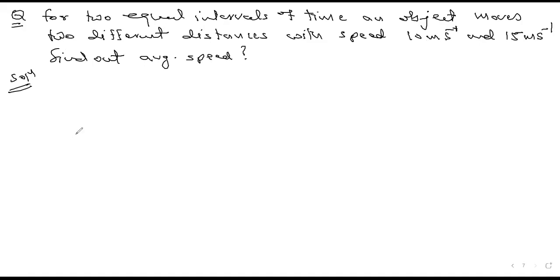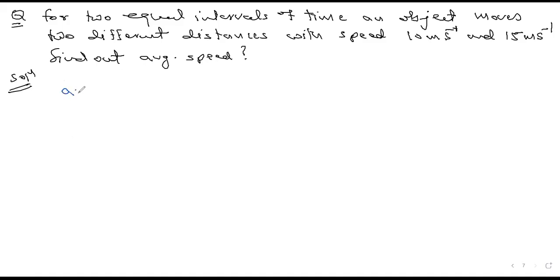For the two equal intervals of time, an object moves two different distances with the speeds 10 meter per second and 15 meter per second. Find out the average speed. Sir, 25 by 2. How much? Sir, 25 by 2, that is 12.5.